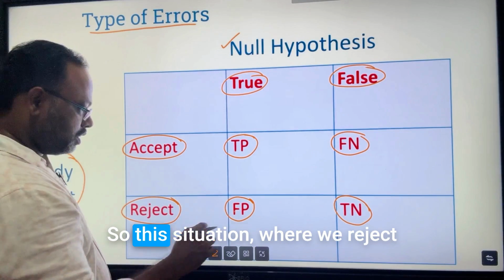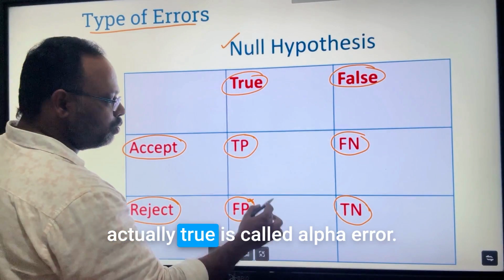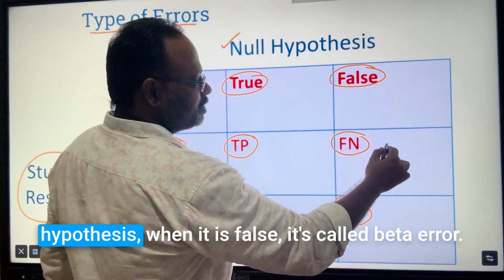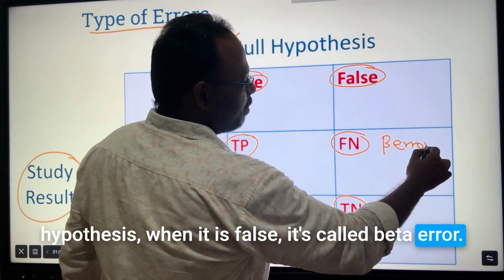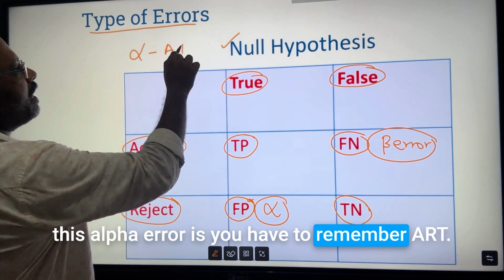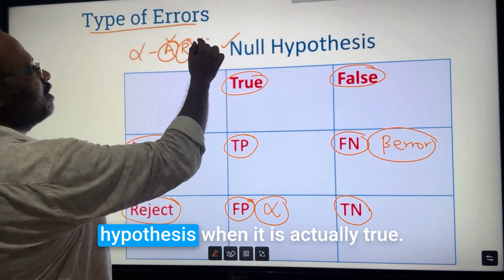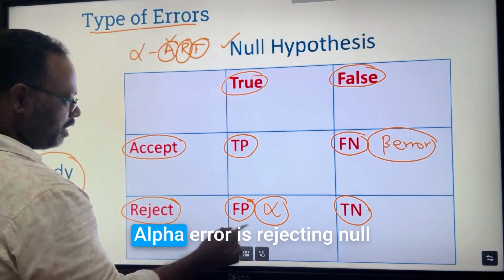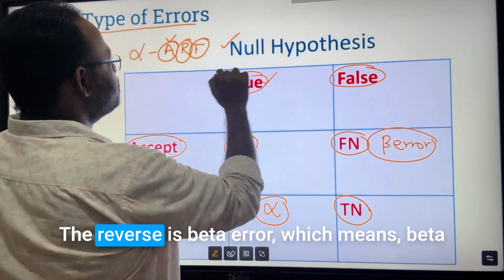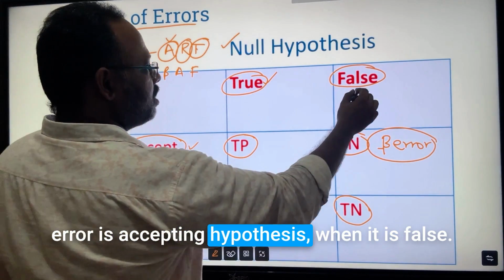So this situation where we reject the null hypothesis when it is actually true is called alpha error. On the other hand, when we accept the null hypothesis when it is false is called beta error. So the mnemonic here, how to remember this alpha error is, you have to remember ART. Alpha error is rejecting null hypothesis when it is actually true. The reverse is beta error, which means beta error is accepting null hypothesis when it is false.